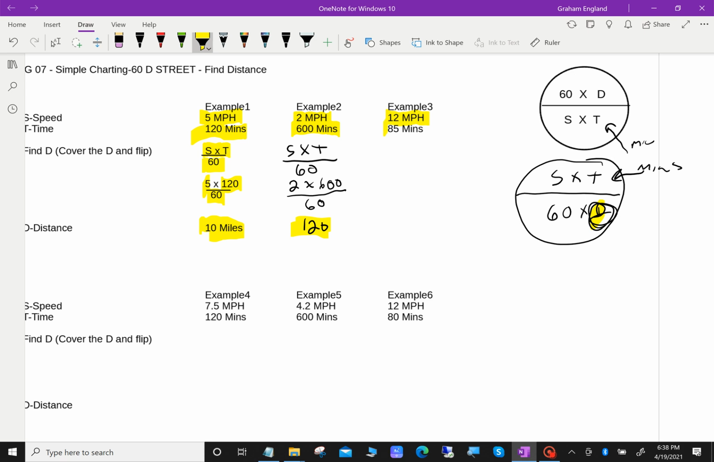12 miles an hour for over an hour, 85 minutes. So we do the formula, cover up the D, and it's now speed times time divided by 60, and that is going to be speed is 12 times 85 over 60. 12 times 85 minutes divided by 60 gives us 17 miles. Let's do the next one.